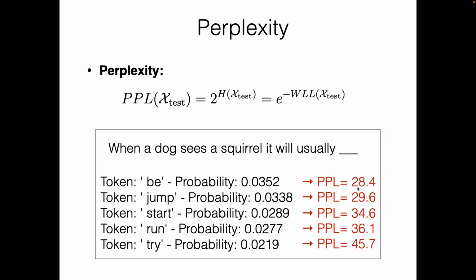You'll see this very frequently reported in different papers. And again, you can see that it's just connected to the probabilities that the model is assigning to different outputs.